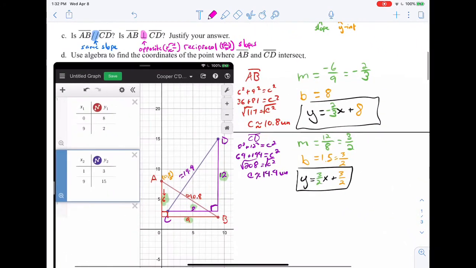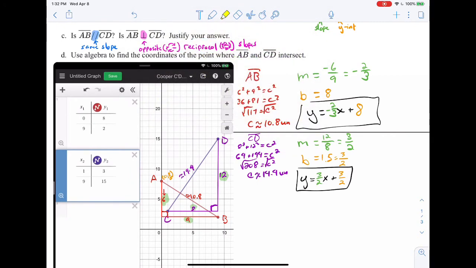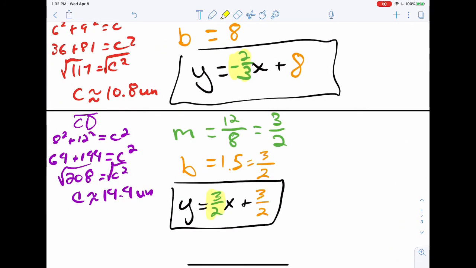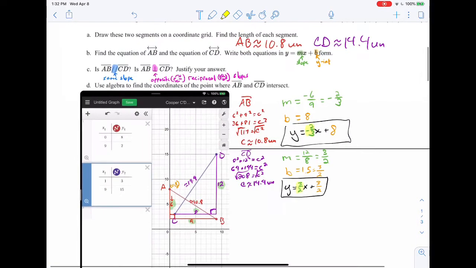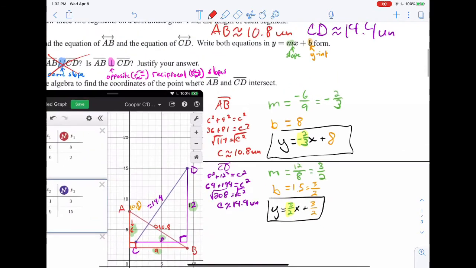Okay, so let's look at our two slopes for this problem. We have negative 2/3 and 3 over 2. Are those the same slope? No, they obviously are not, which means they are not parallel. Are they opposite reciprocal slopes? Yes, they are. Negative 2/3 and positive 3 over 2 are opposite reciprocal slopes, so they are perpendicular.